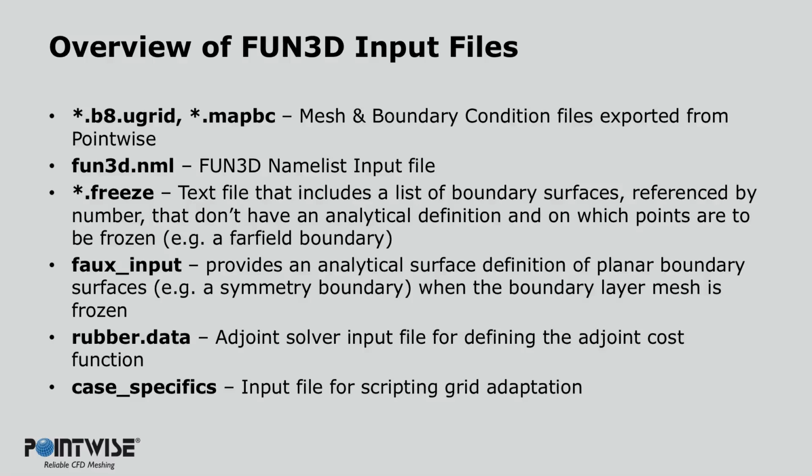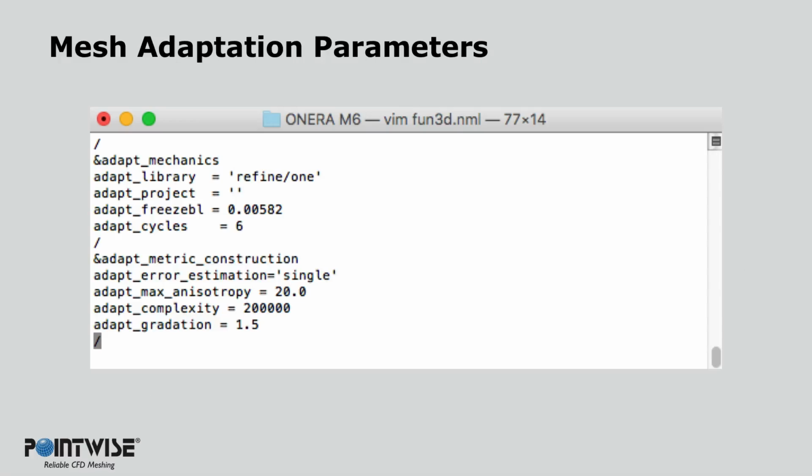Thus, the f3d script itself uses an input file named case-specifics to provide some level of control over automating the process. Most all of this information is covered in detail within the user manual, so I won't delve into too many specifics. I will highlight some of the parameters governing mesh adaptation in the Fun3D namelist input file, however.